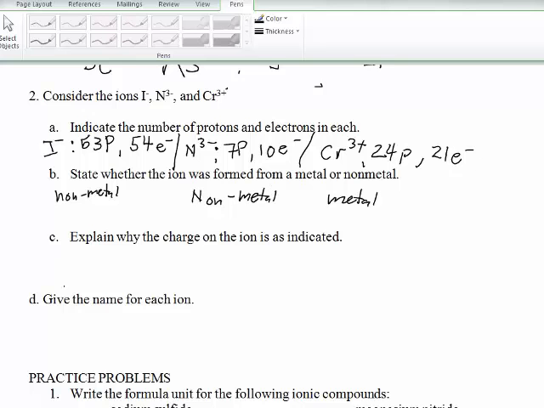Give a name for each ion. Well, with nonmetals and anions, we name them iodide. We take IDE as the suffix. Change iodine to iodide. Nitrogen changes to nitride. And chromium stays as chromium, and just to be sure, we'll label it as chromium ion.